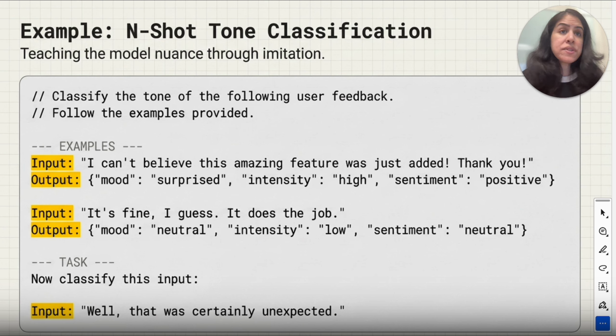Well, that was certainly unexpected. So, this kind of example based prompting is especially powerful for complex classifications, more for nuanced tone requirements and edge case handling. The key over here is selecting examples that span your entire decision space.